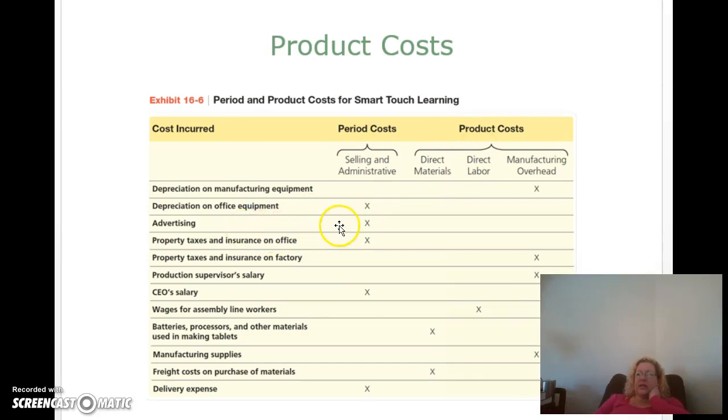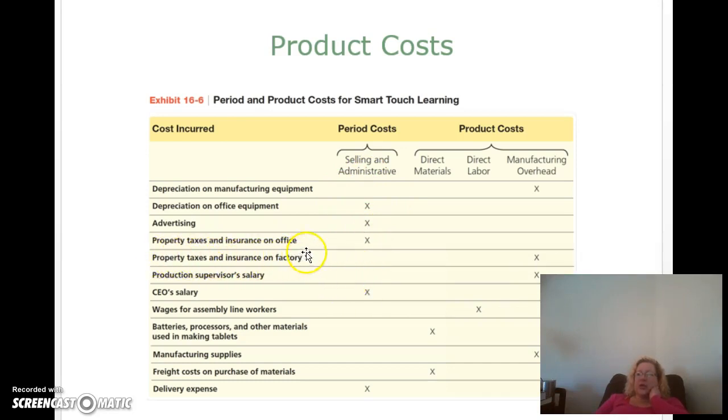Advertising. Advertising is not really used in production. It's used to sell the product. So that's a period cost. We're going to expense the period cost in the period in which they are incurred. Okay? We're not tracing them to a product. All right? We are expensing them in the period in which they are incurred.